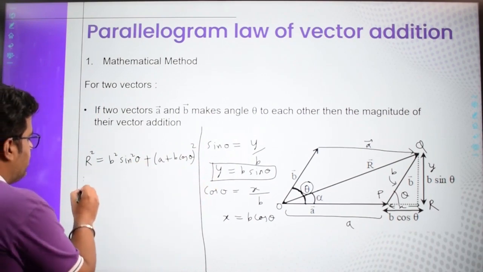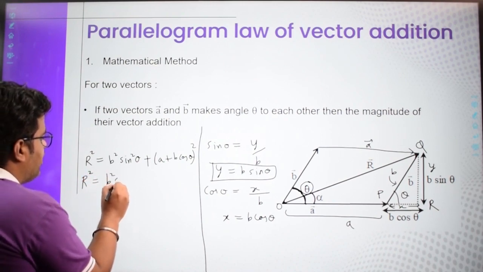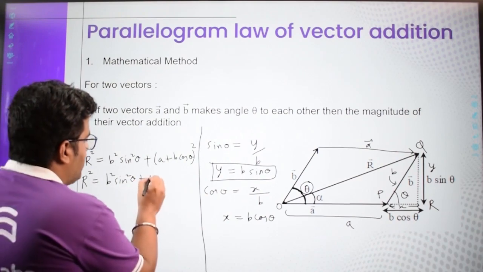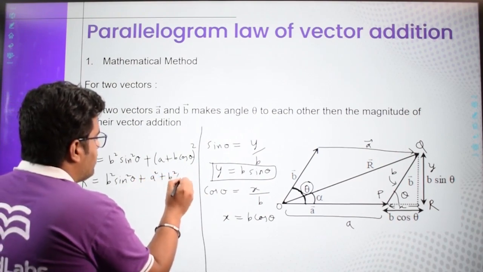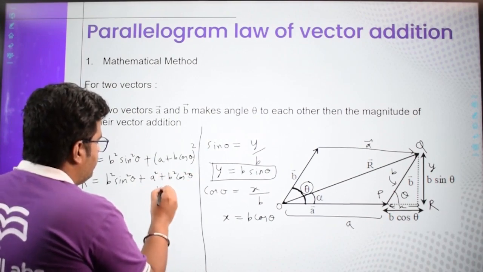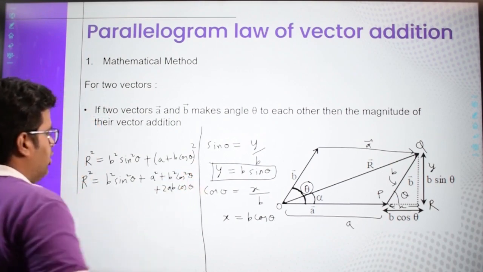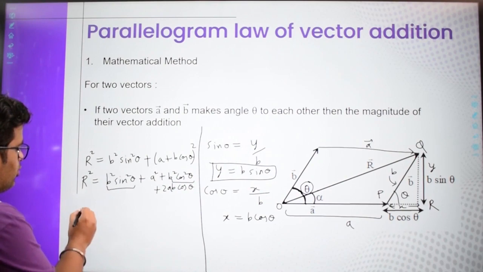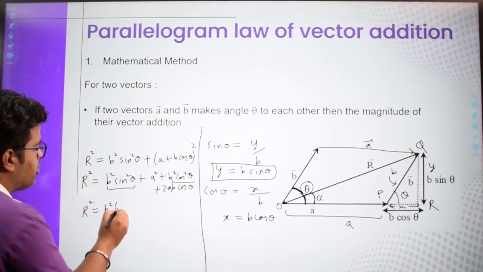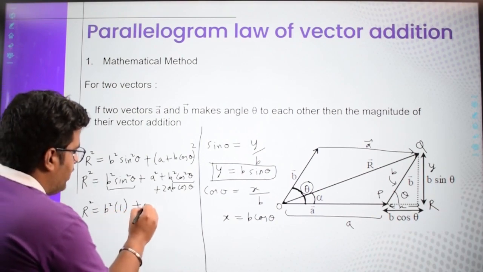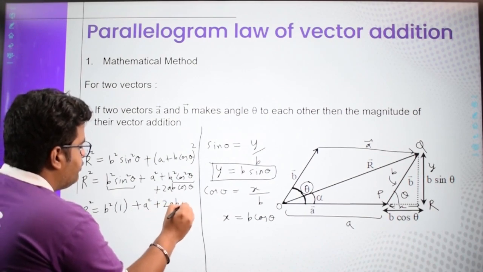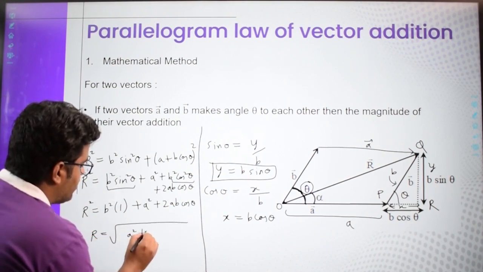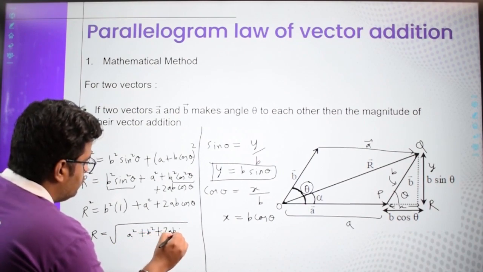Now if I simplify this further, R square equals b square sin square theta plus, and we know the formula of A plus B whole square is A square plus B square plus 2AB. So we'll have A square plus b square cos square theta plus 2ab cos theta. Now we collect these two terms: b square sin square theta and b square cos square theta. We have b square common, and we know that sin square theta plus cos square theta is 1. Then we have A square plus 2ab cos theta. So finally we get the value of R, and that comes out as the square root of A square plus B square plus 2ab cos theta.